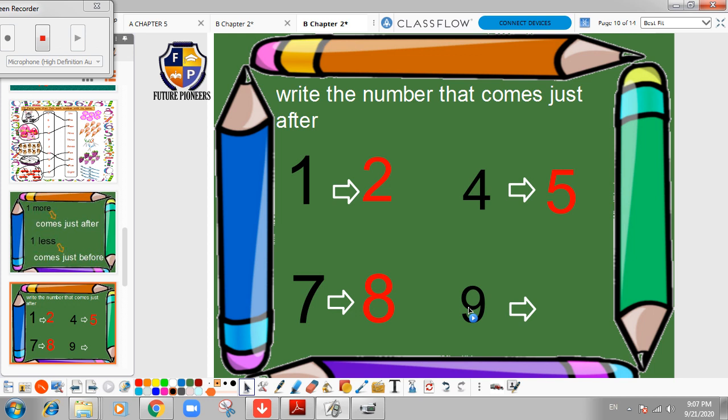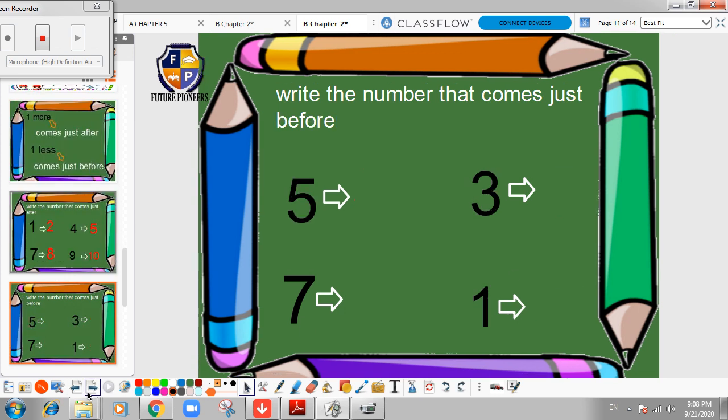And what's the number that comes after number 9? We said 9, 10. Great job. So number 10 is the number that comes after number 9. And how can I write 10 in letters? T-E-N, 10. Let's move to the next page.